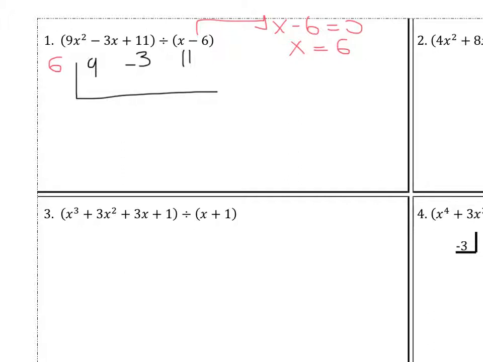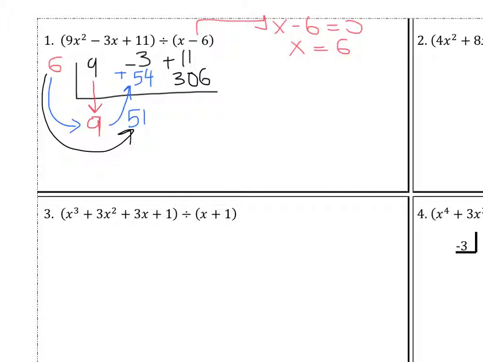Now to solve it, what you do first is move the first number down. You don't multiply it, you just copy it down. Next, you multiply 6 times 9, and that's 54, and you put the 54 under the negative 3. After you multiply, you add. Negative 3 plus 54 is 51. And you do the same steps again. 6 times 51 is 306. You add it to 11, and you get 317. Box the last number because that's always going to be your remainder.